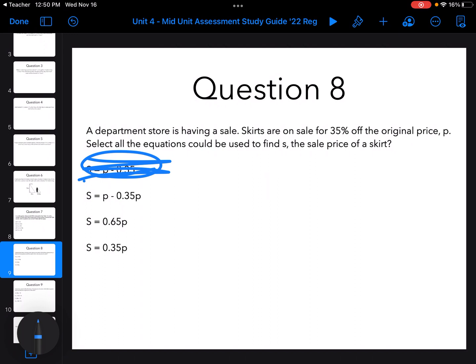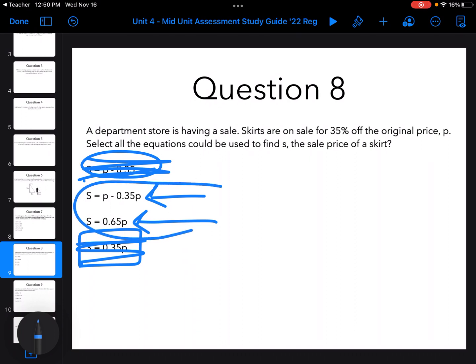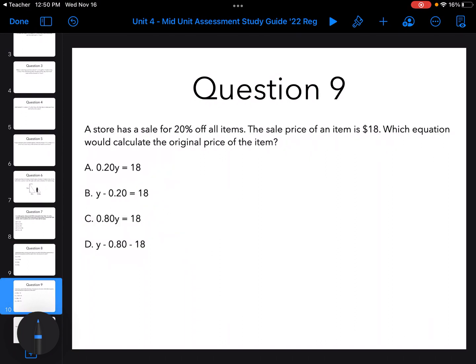I also know that they're asking for what the sale price is. So this one is going to give me how much she saved, not how much she's going to pay. So I'm going to cross that one out. So I know that this one is going to give me the whole amount minus the discount. And this one is going to give me 1 whole minus 35% is 65%. So both of these would be the correct answers.